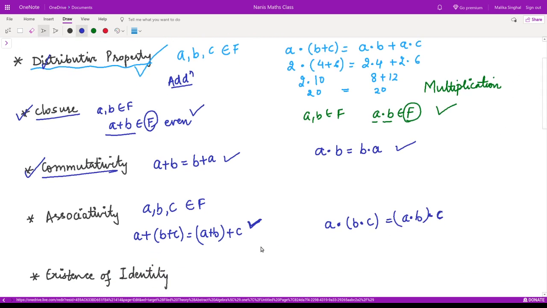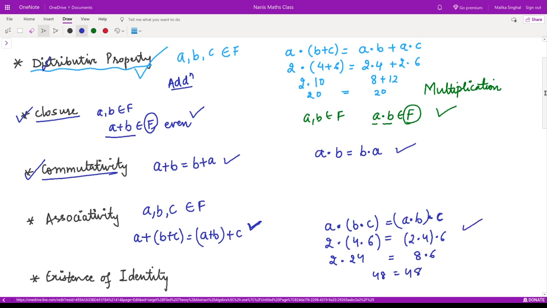For any numbers in the set F, suppose I have 2, 4 and 6 here, and 2, 4 and 6 here. So this should be equal. You can check this easily. 2 into 24, and here I have 8 into 6. So I have 48 is equal to 48. So this property holds for every number.